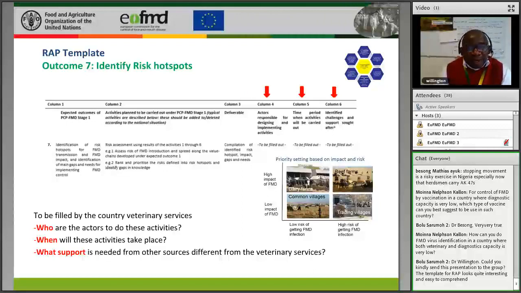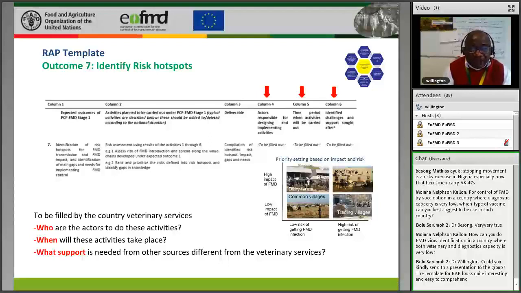The seventh outcome is to identify the risk hotspots. What are the possible entry points for foot and mouth disease in the country? The airports, the borders, the seaports, the different areas where production is intense. This has to be structured and identified.